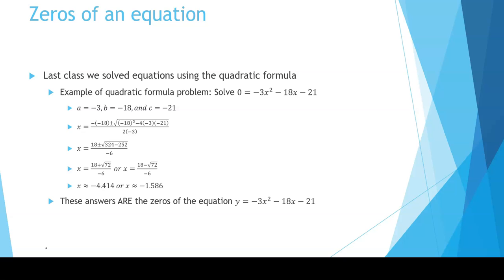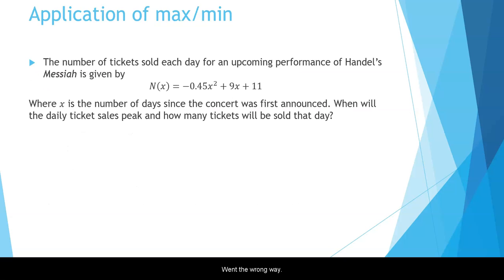Next problem is another application problem. It says, the number of tickets sold each day for an upcoming performance of Handel's Messiah is given by this equation right here, where x is the number of days since the concert was first announced. When will the daily ticket sales peak, and how many tickets will be sold that day?